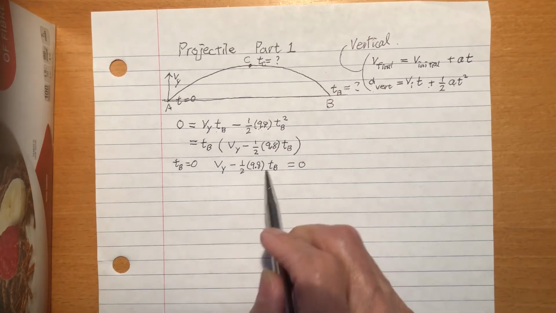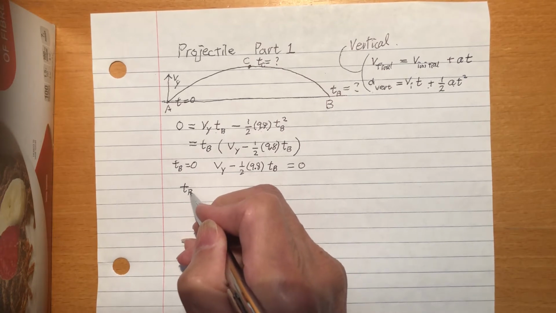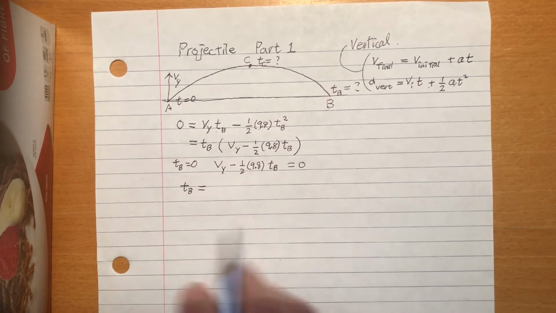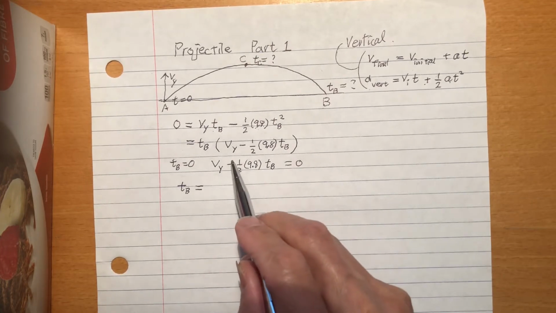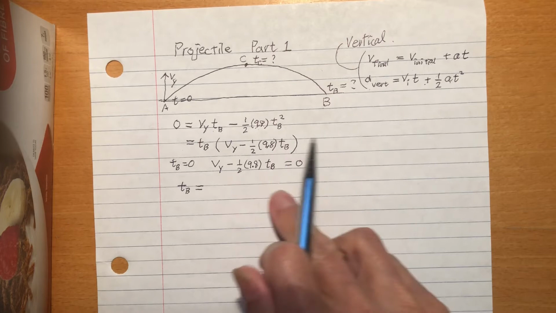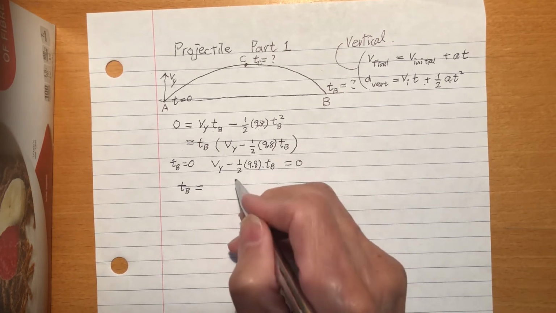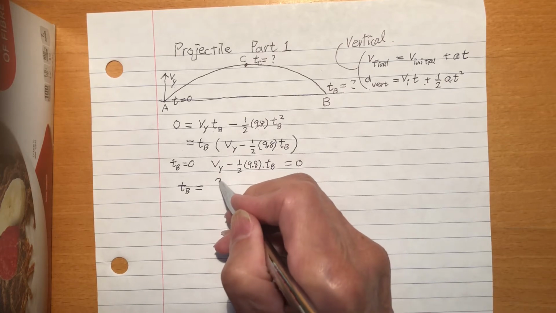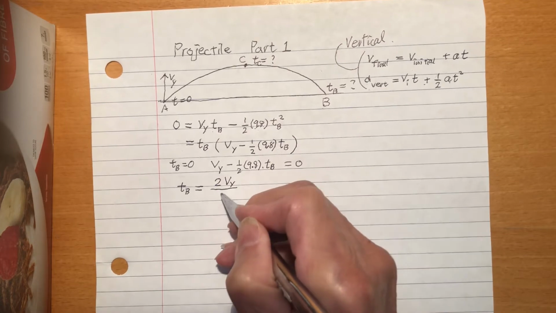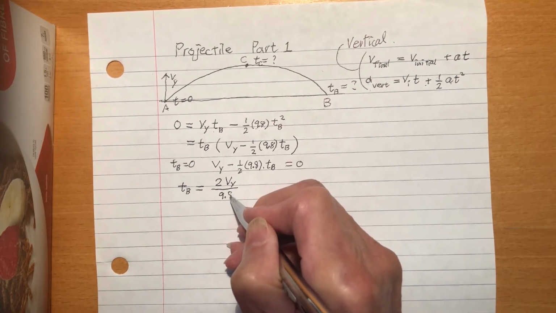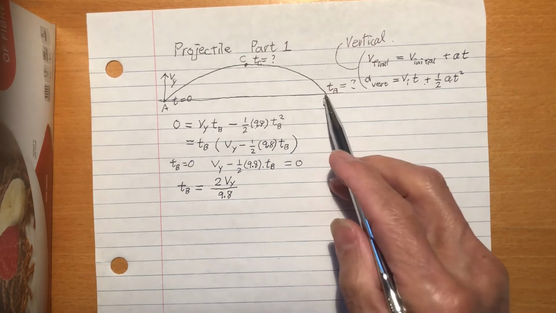So I can solve for Tb. What is Tb? You can solve this mentally, right? You just move this to the right-hand side, and you can get Tb. So Tb is 2 times Vy divided by 9.8. So this is my time at the location B.